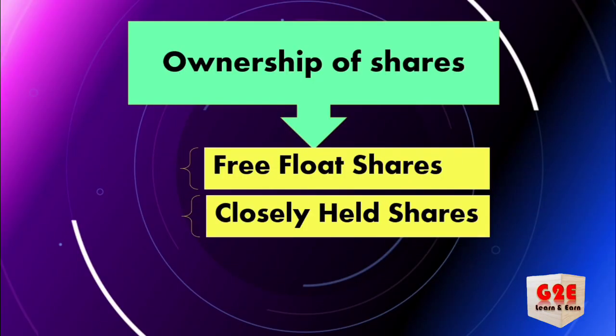Okay, the first thing: ownership can be divided into two parts, free float shares and closely held shares, in terms of your stock market or share market. This is the first step, because earlier we talked about small cap and large cap. How are we going to identify those with the help of this detail?